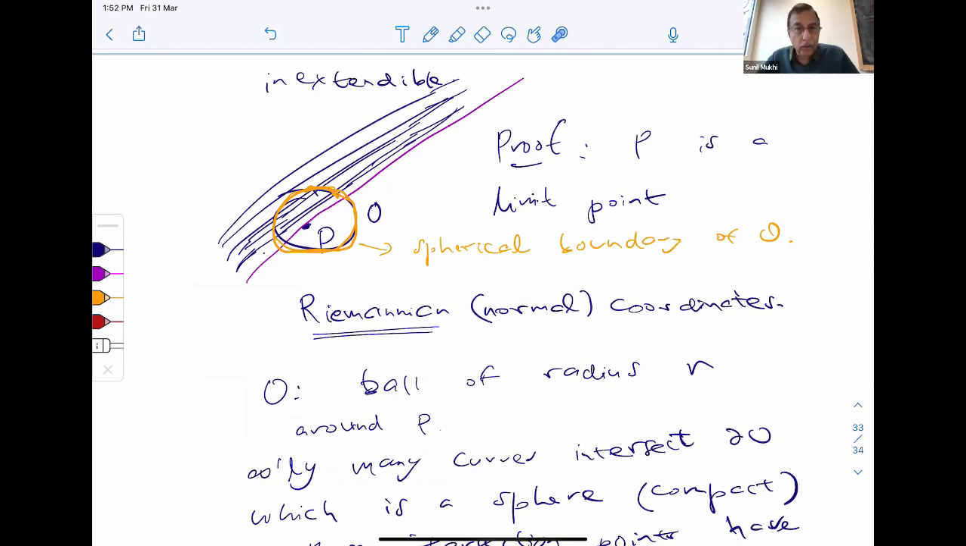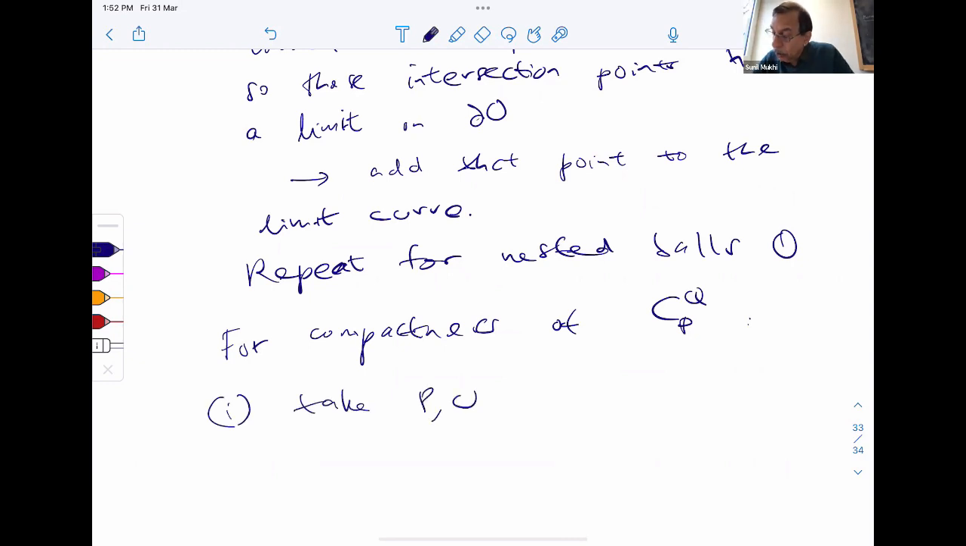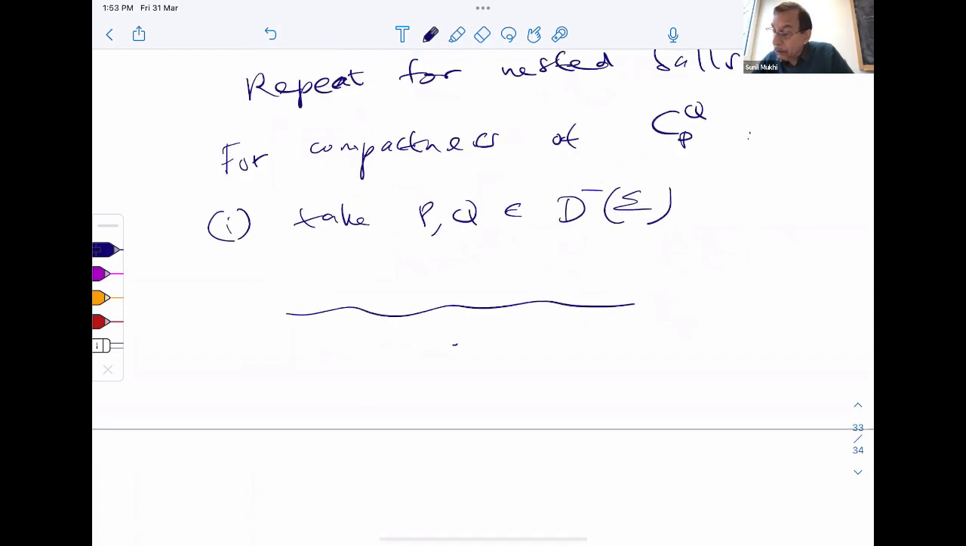What you do is take a point Q and remove it from the manifold. So for compactness of CPQ, you have to do a few more steps. First, take P and Q both in the causal past, I minus. So there's a Cauchy surface. In fact, we'll take them in the past domain of dependence of the Cauchy surface sigma. Okay. So here's the Cauchy surface. Here's Q, here's P. And this is the space of paths.